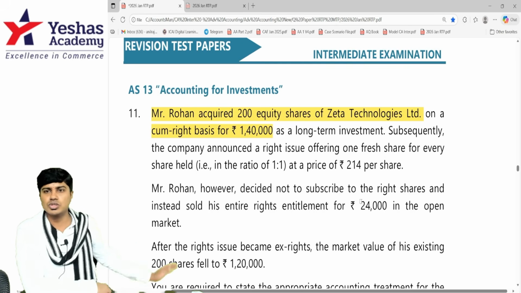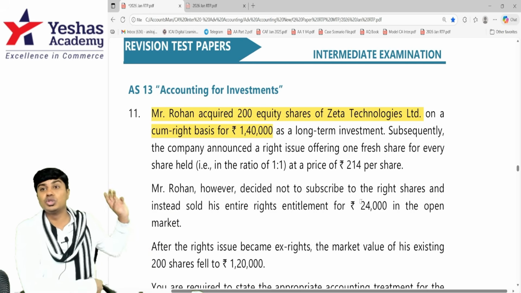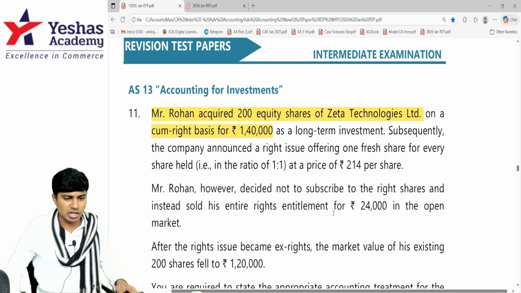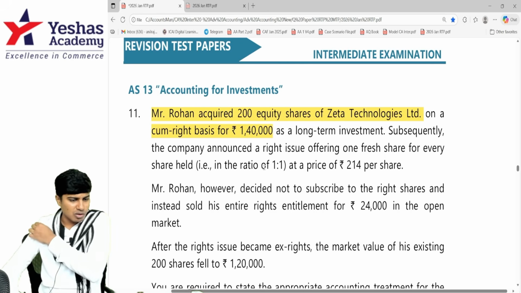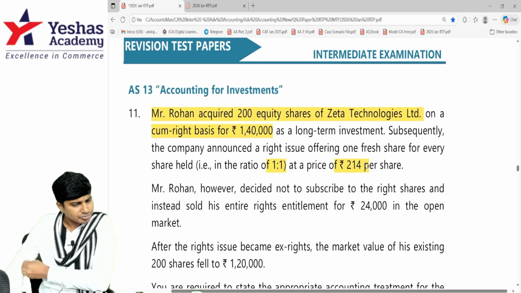We've done about 2 AQs on this, and we've done about one question in the study material, so we've done 3 AQs on this. 14, 15, 16 if I'm not wrong. Yeah, just do check once. And what is the rate of rights? 1:1, and price is 214.